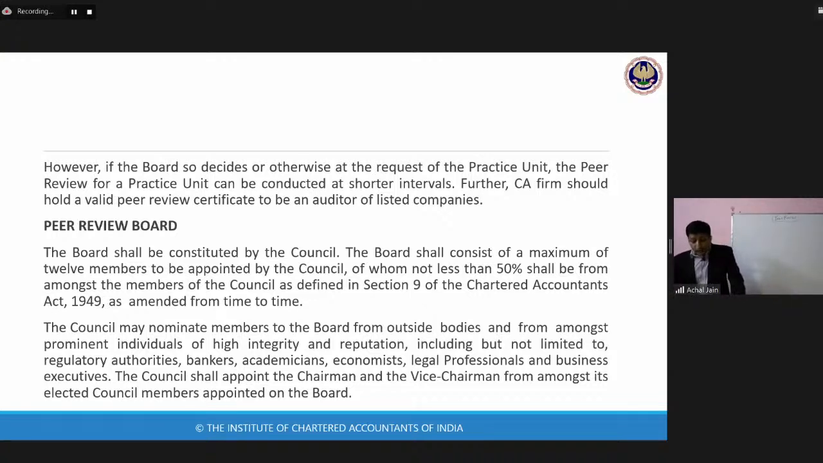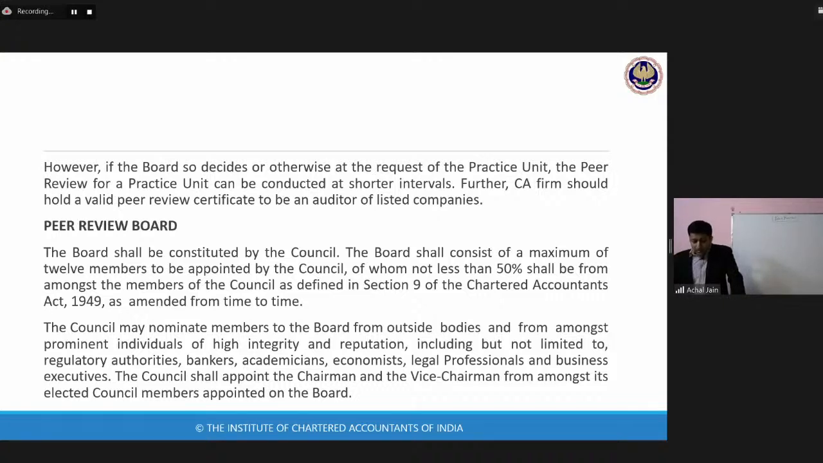The term of 2/3 members shall be for 3 years, or the end of the term of the member in the council, whichever is earlier, or such other period as may be prescribed by the council from time to time. The chairman and vice chairman of the board may be rotated every year by the council. Casual vacancies on the board shall be filled by the council.